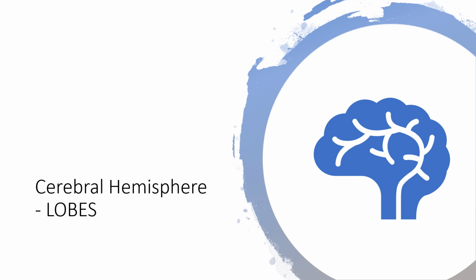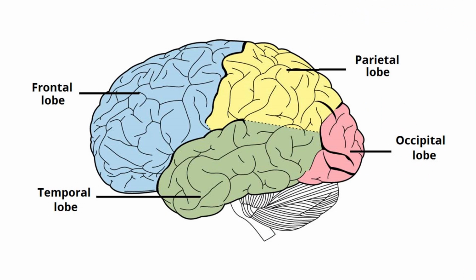Now we'll see the lobes of the cerebral hemisphere. To discuss further about the sulci and the gyri and other aspects of the cerebral hemisphere, the superolateral surface of the hemisphere can arbitrarily be divided into 4 lobes: frontal, parietal, temporal, and occipital, with the help of the 3 main sulci, central, lateral, and parieto-occipital, and 2 imaginary lines.